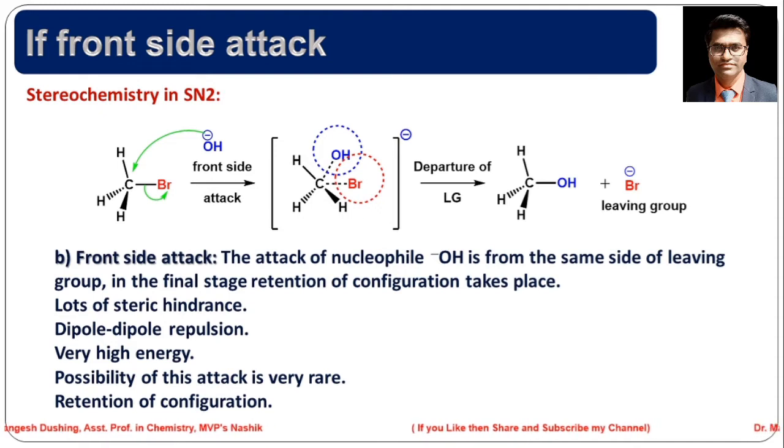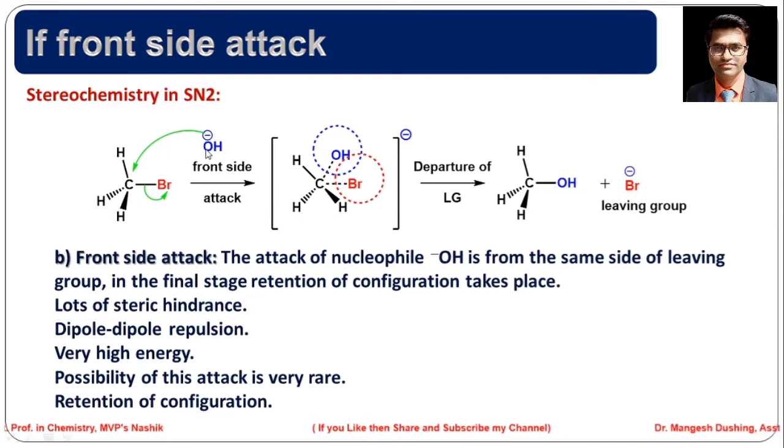If the attack of OH is from the front side of the leaving group, in the final stage retention of configuration takes place. While attacking from the front side, there will be lots of steric hindrance because the sizes of OH and Br are large, so they won't find sufficient space to occupy. That's why the transition state will be very unstable, which could not be formed.